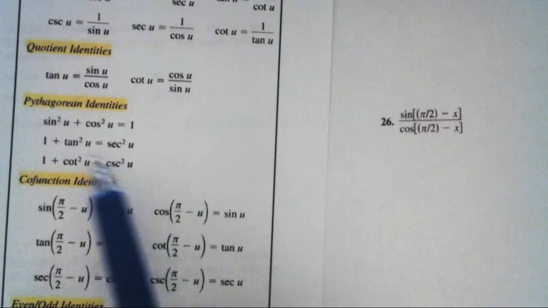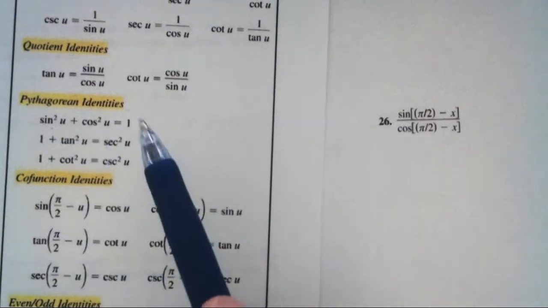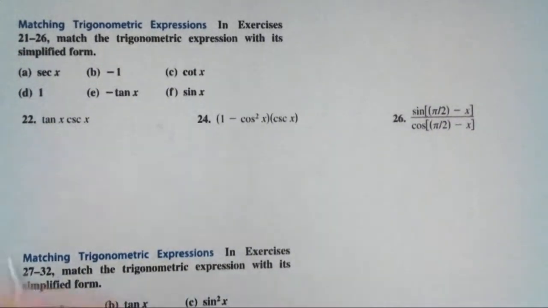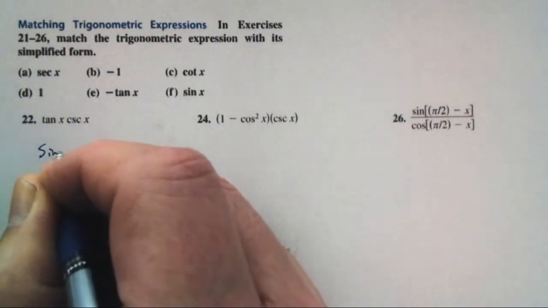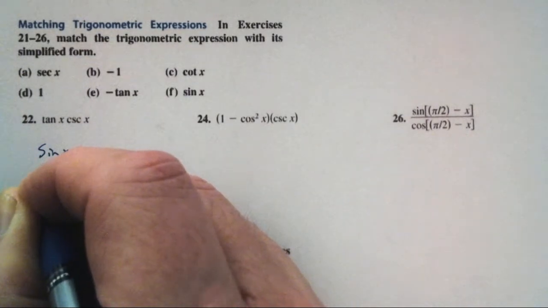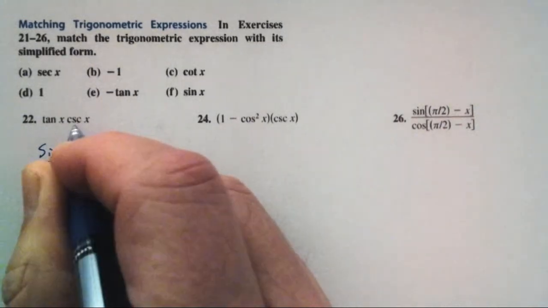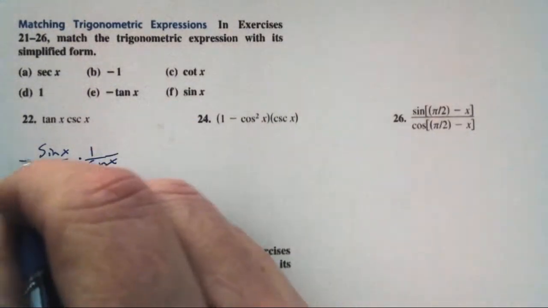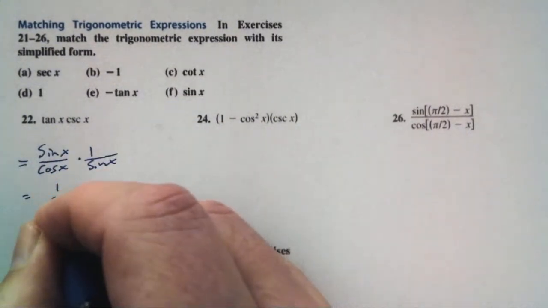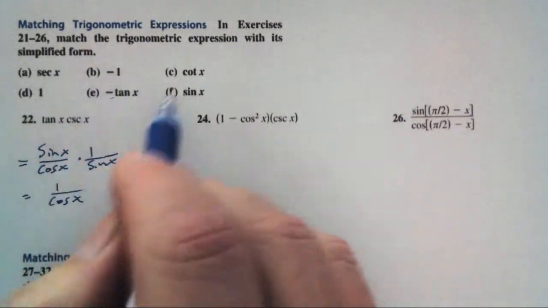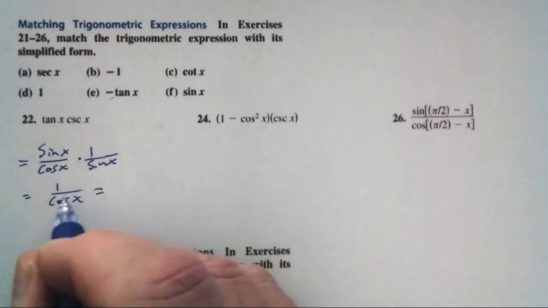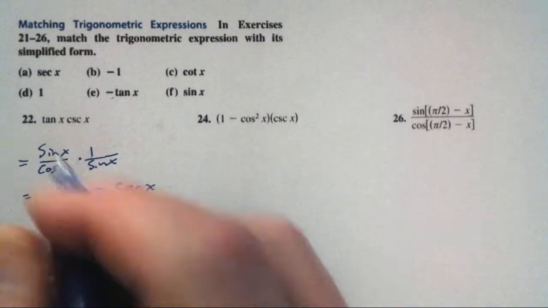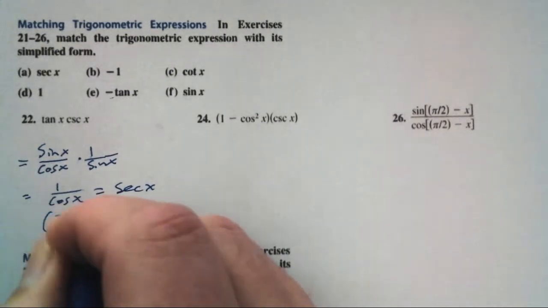So I like these guys together, and I like sine and cosine together, but I don't like tangent and cosecant together. So I'm going to migrate to sines and cosines. Tangent of x is sine of x on cosine of x, and cosecant of x is 1 on sine of x. Well, that's convenient. The sines cancel, leaving 1 on cosine of x, which is not a choice up here. But cosine in reciprocal form is secant. Secant of x. So this is A.